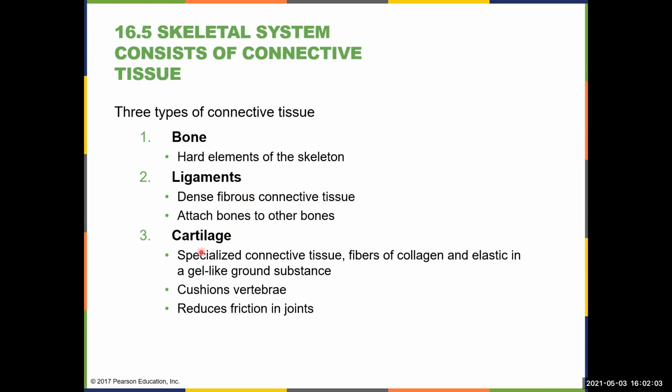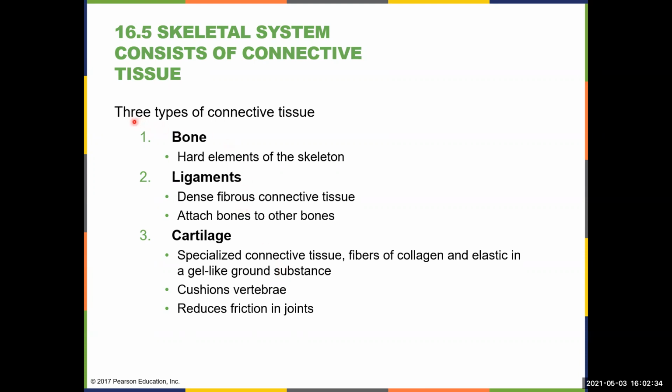And then finally, cartilage, which is a specialized connective tissue that uses collagen and elastic. It's all made together in this gel-like ground substance, which is also called a matrix, and it helps to reduce friction in joints, and we'll talk about that in a little bit as well. So things like synovial joints, ball and socket joints, and it also helps to cushion the vertebrae. So whenever you walk or jump, it helps to cushion impacts between those vertebrae.